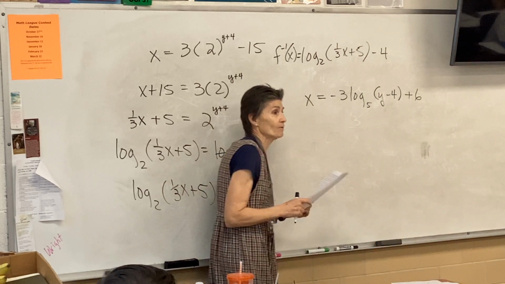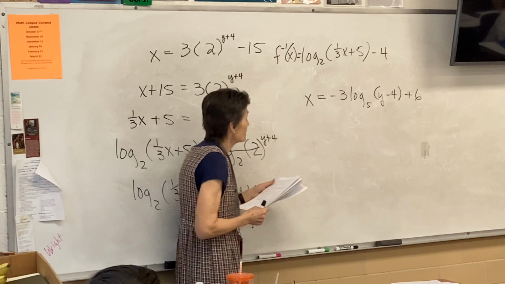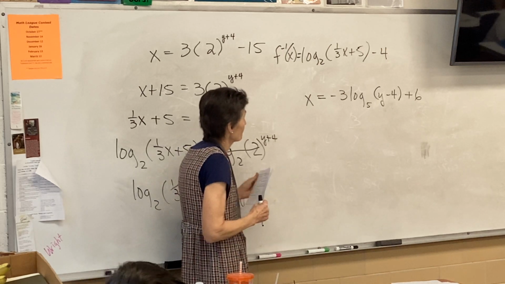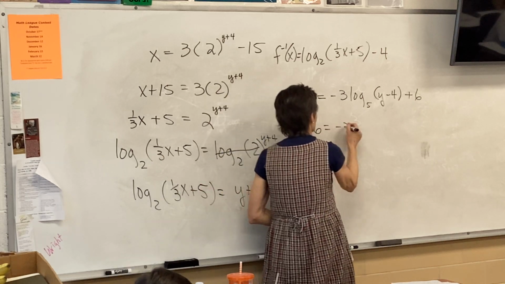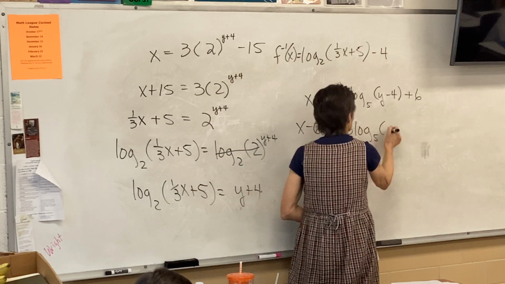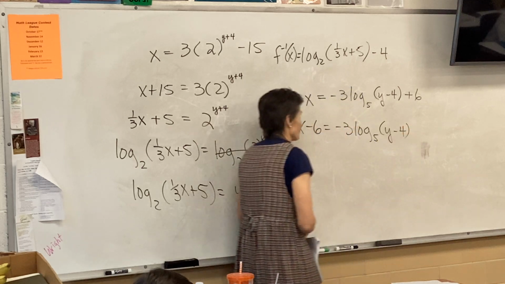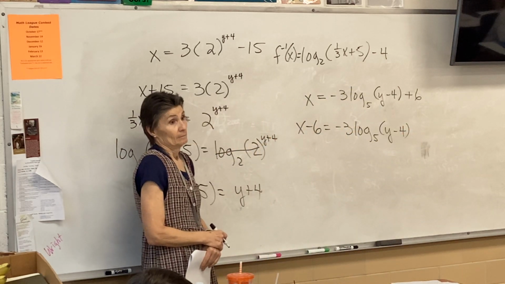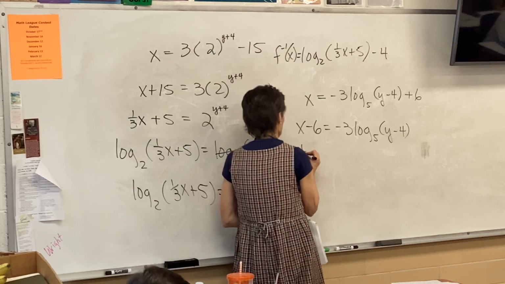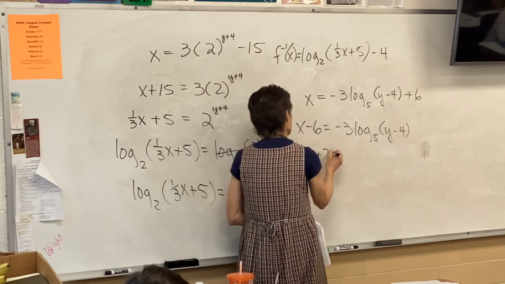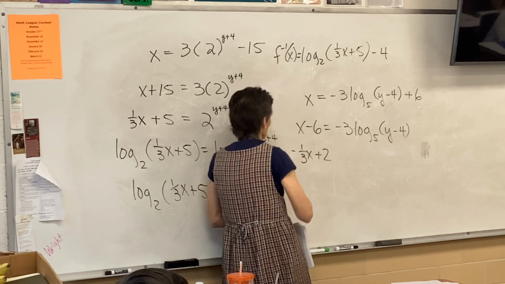Our job is to solve for that y. So what should we do you think? Subtract 6. Divide by -3. And again, I'm going to split it. You don't have to. You can put the whole thing over -3.